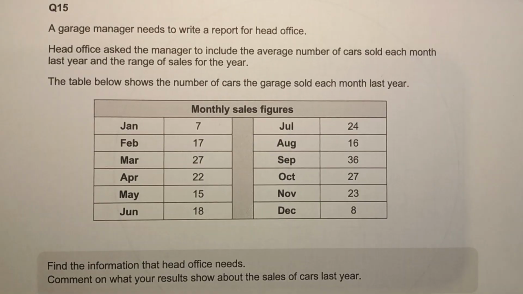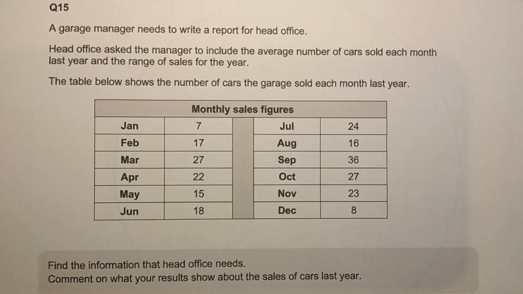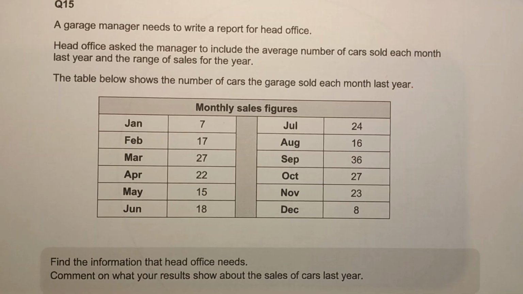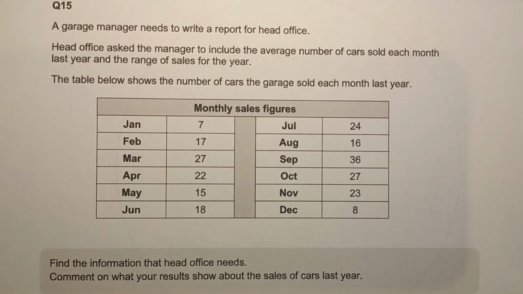And now we're on to the last question. Question 15. A garage manager needs to write a report for head office. Head office asks the manager to include the average number of cars sold each month last year and the range of sales for the year. The table below shows the number of cars the garage sold each month last year. Find the information that head office needs. Comment on what your results show about the sales of cars last year. This is for 6 marks.